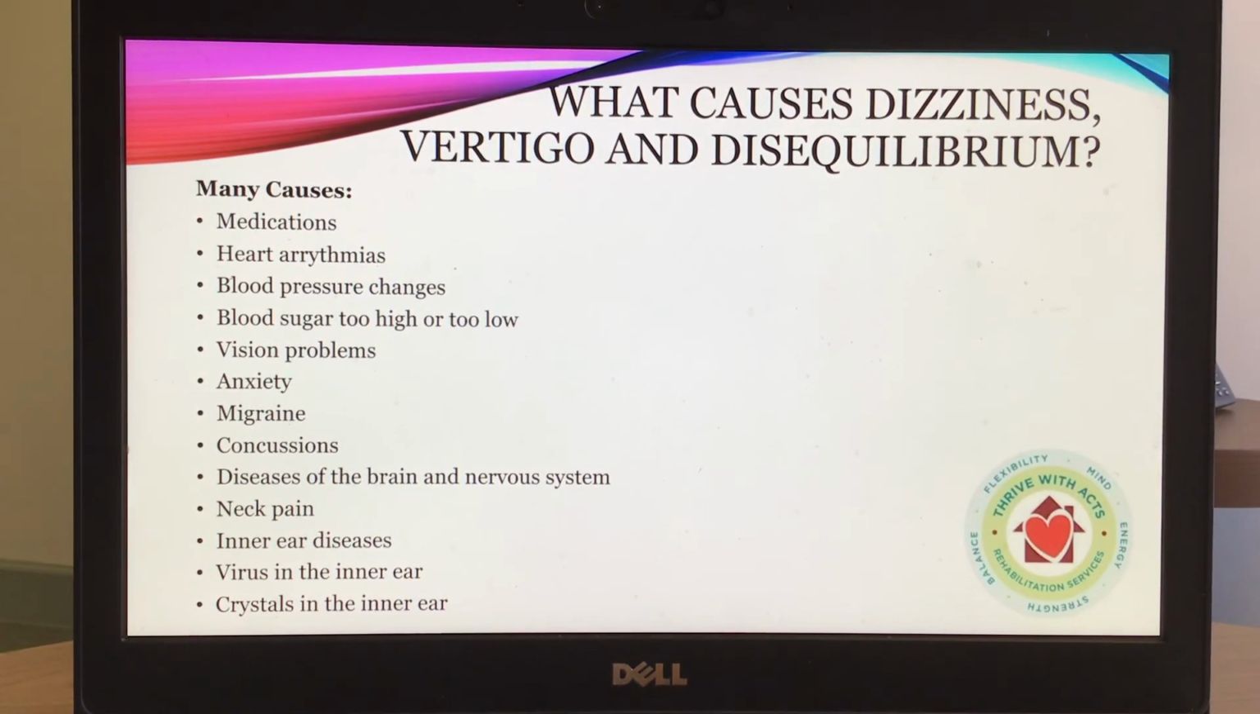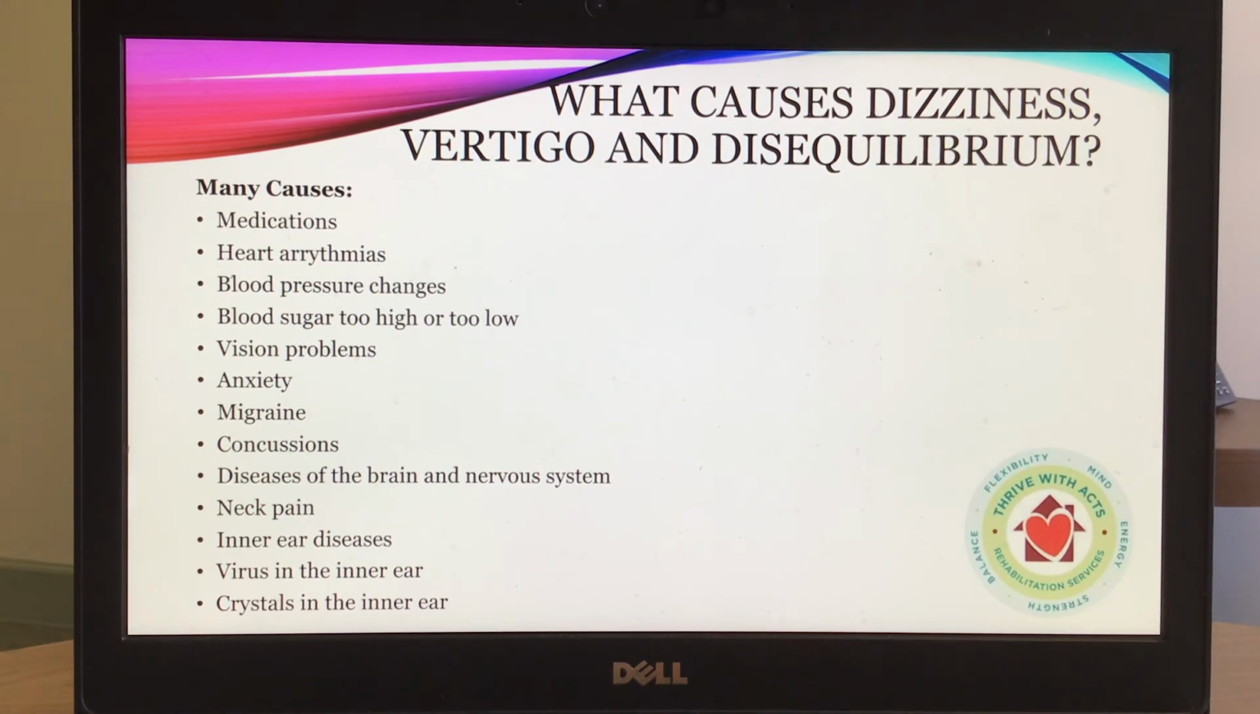So what causes dizziness, vertigo, and disequilibrium? There are many causes of these three symptoms. One person can have several of these things at the same time. Medications, as we said, are the most common cause, but there are many other things.